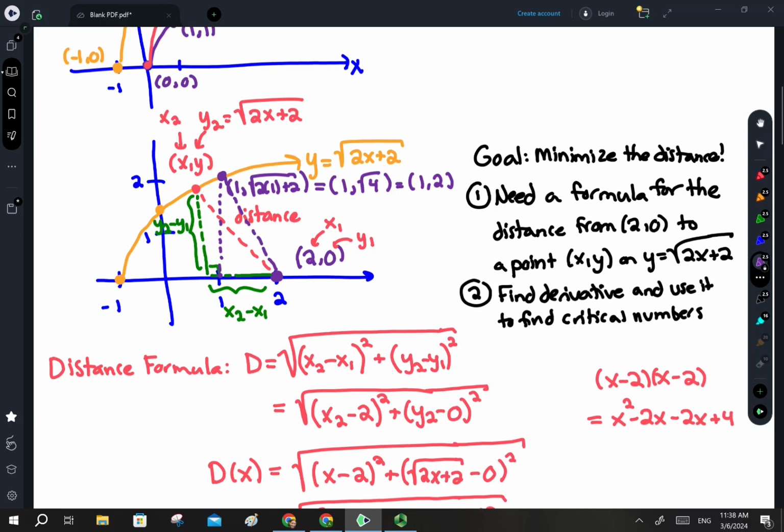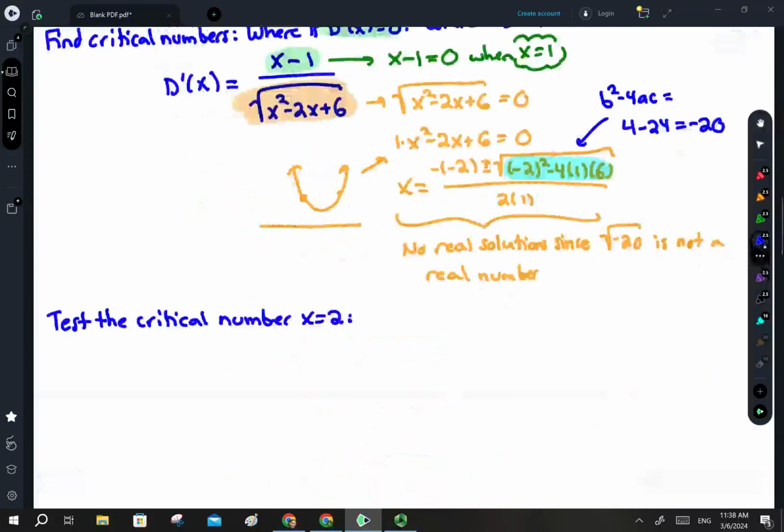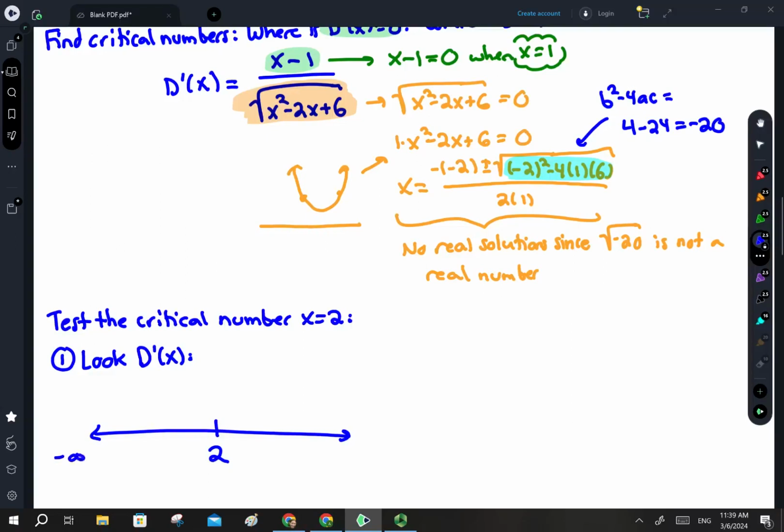But if I want to be absolutely sure that that critical number is actually giving a minimum, I need to do some sort of additional test. And there are multiple ways to do this. One way would be to look at the first derivative. The fact that I have only one critical number means that I'm dividing the number line into two segments, the interval from negative infinity to 2 and the interval from 2 to infinity.